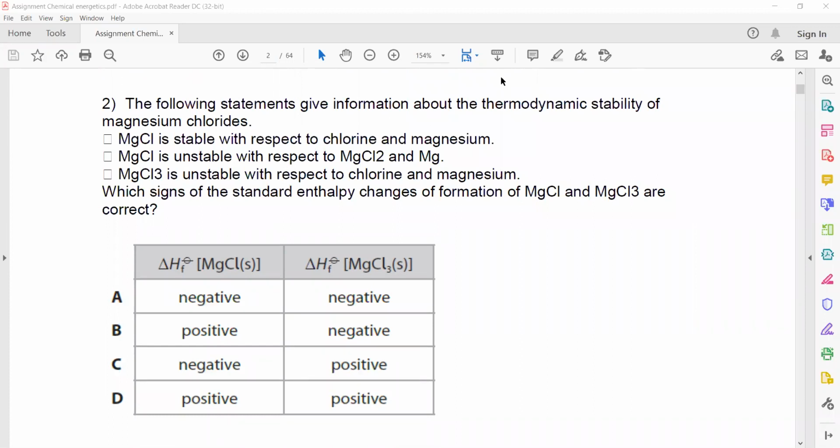The following statements give information about the thermodynamic stability. Magnesium chloride is stable with respect to magnesium and chlorine. Means when we have a magnesium, to have a higher stability, when we say that it's having a higher stability, it means the product is having a lower energy.